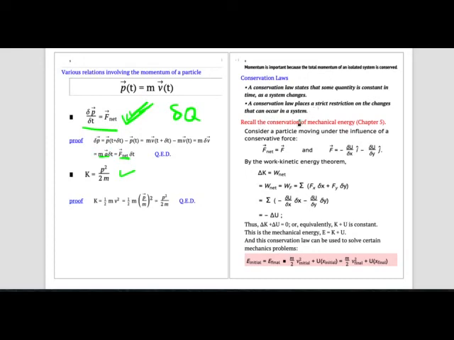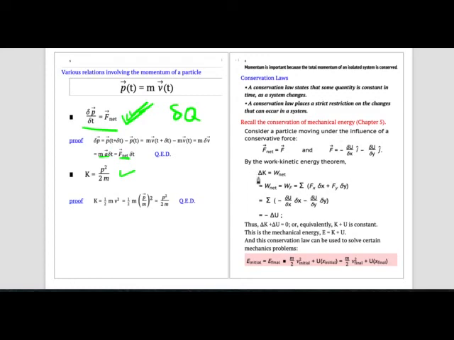Now, we already saw an example of this back in Chapter 5, conservation of mechanical energy. If you have a particle moving under the influence of a conservative force, let's say the net force is just called F, and F can be written in terms of a potential as minus ∂U/∂x i hat minus ∂U/∂y j hat. So F in some direction is the rate of change of potential energy. Actually, the rate of decrease of potential energy because of the minus sign.